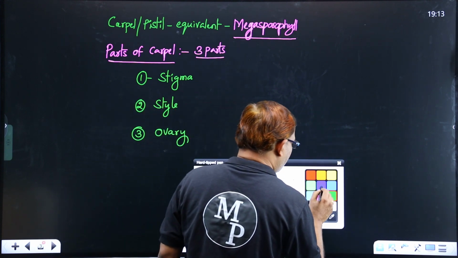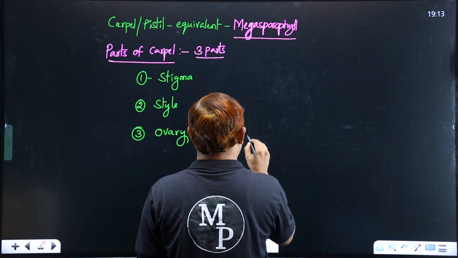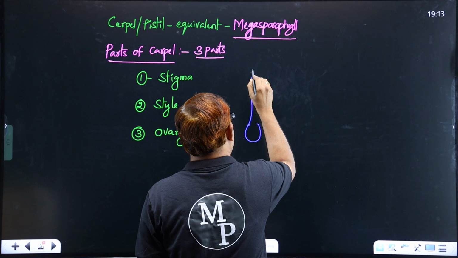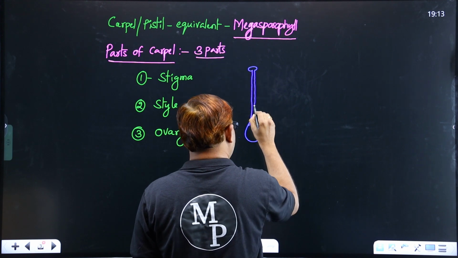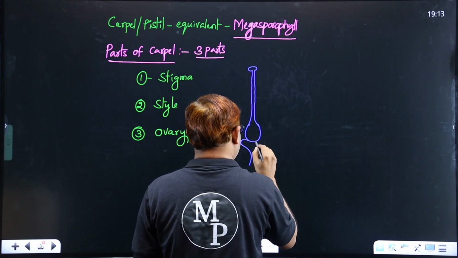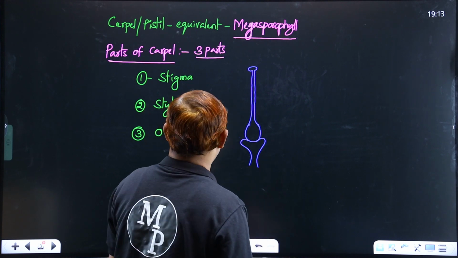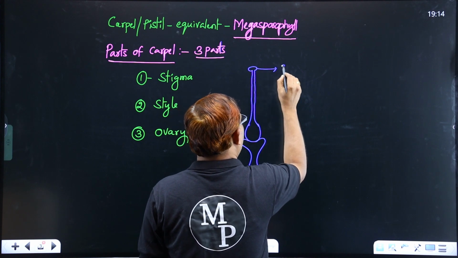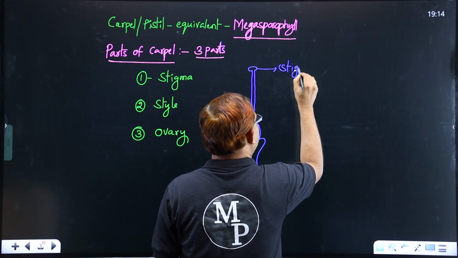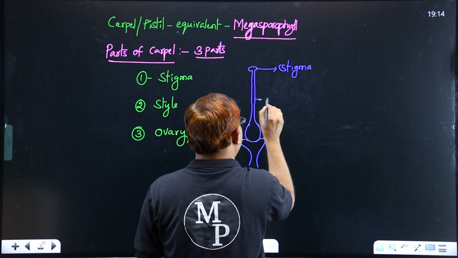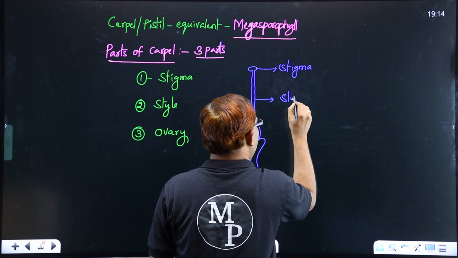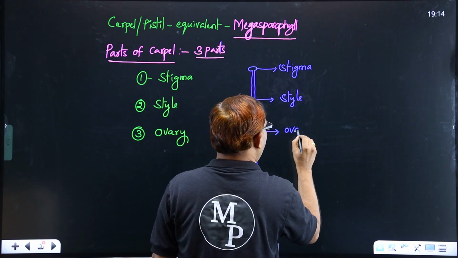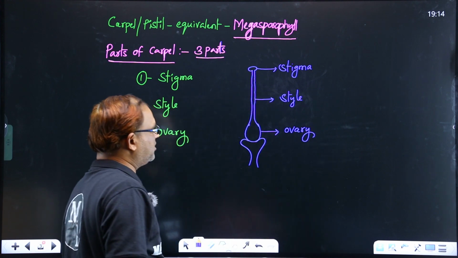So in the carpel. So now see the diagram of carpel here. Carpel diagram. See all of you. Okay, now what are the three parts here? This first one is what? Stigma. Then the second one, this area, is the style. Then the third one is what? Ovary. Yes, these are the three parts.